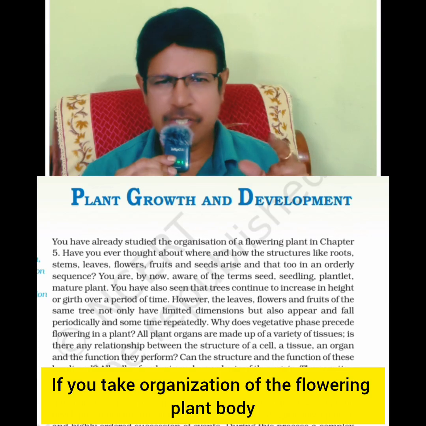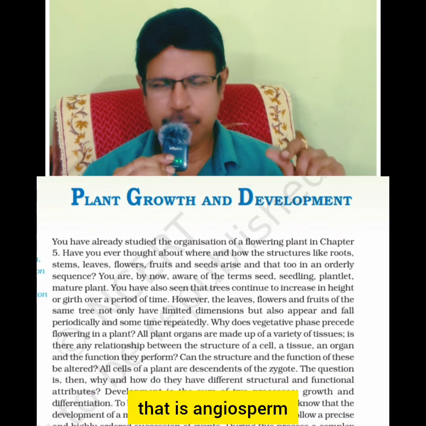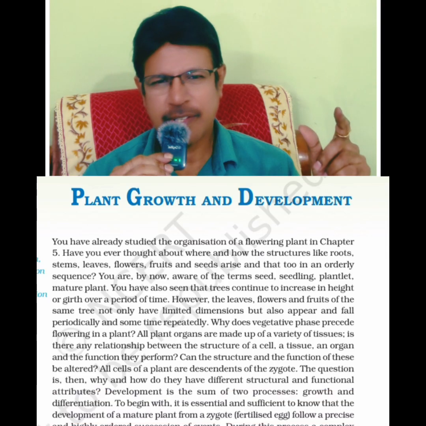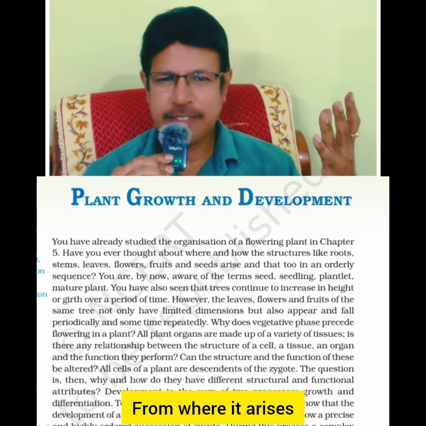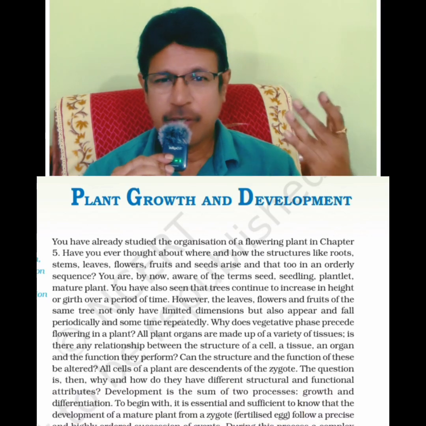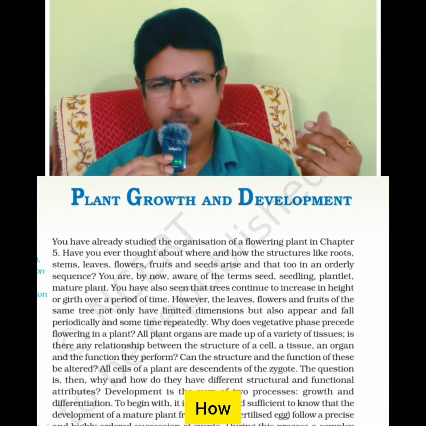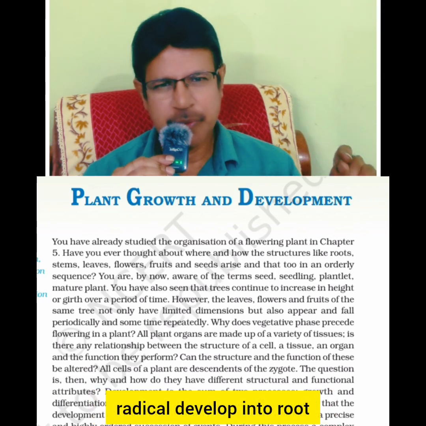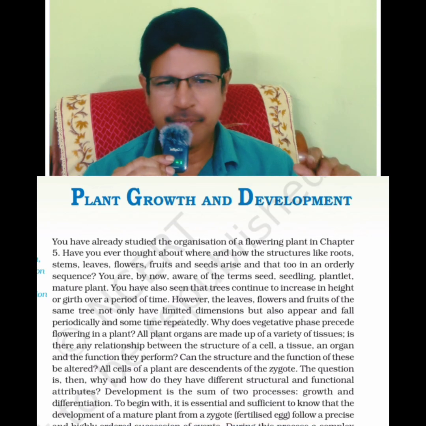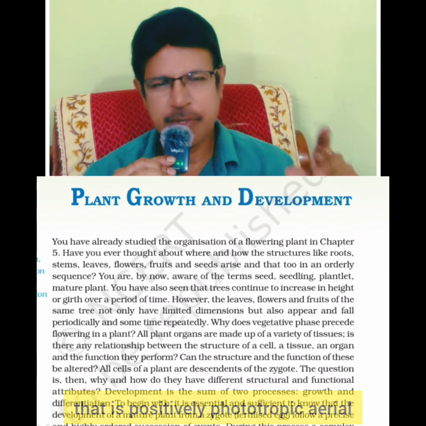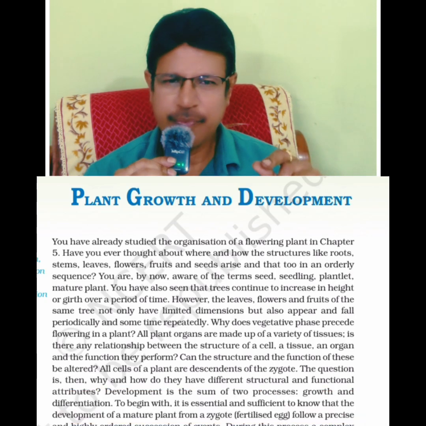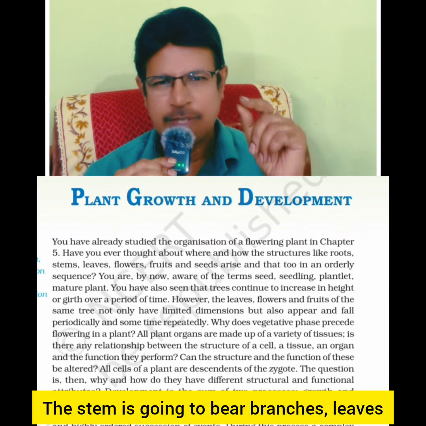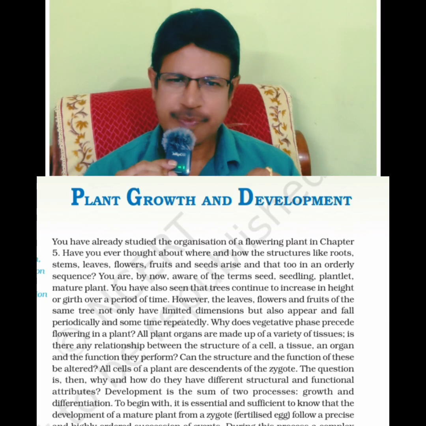If you take the organization of the flowering plant body, that is angiosperm: root, stem, leaves, flowers, fruit, seeds. From where do they arise, and that too in orderly sequence? During germination of seed, the radicle develops into root, that is the underground part, and the plumule develops into stem, that is positively phototropic and aerial. The stem is going to bear branches, leaves, flowers, fruits, seeds.